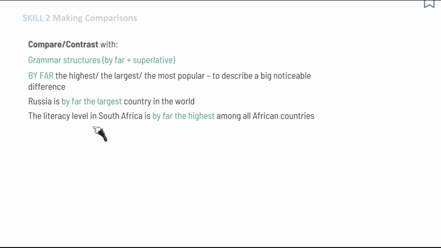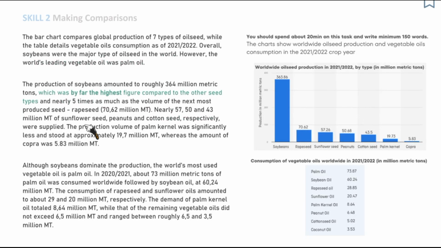Another example is here. The literacy level in South Africa is by far the highest among all African countries. So it means that in South Africa, the literacy level is not only the highest, but it is much, much higher. So it's by far the highest. There is a big difference. This is how I have used by far in the report. So which was by far the highest figure compared to the other seed types.